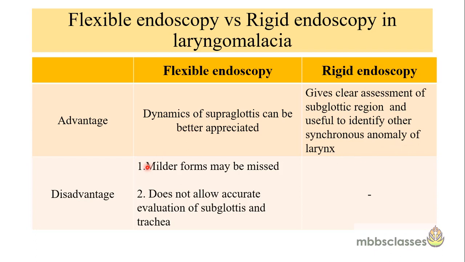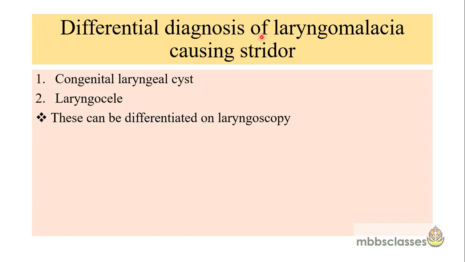The disadvantage of flexible endoscopy is that the milder forms may be missed, and it does not allow accurate evaluation of the subglottis and the trachea. So if we do only flexible endoscopy, there is a likelihood of missing some other lesions. Whenever you get a case of stridor in an infant, laryngomalacia is the most common cause, but do remember other causes like congenital laryngeal cyst and laryngocele. But again, these can be differentiated very well on laryngoscopic examination.